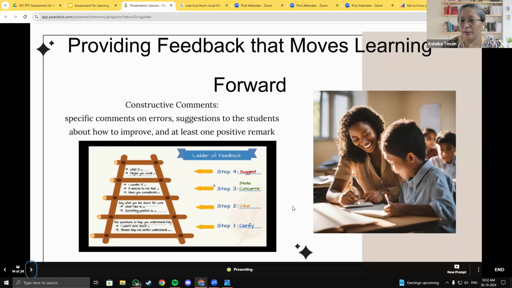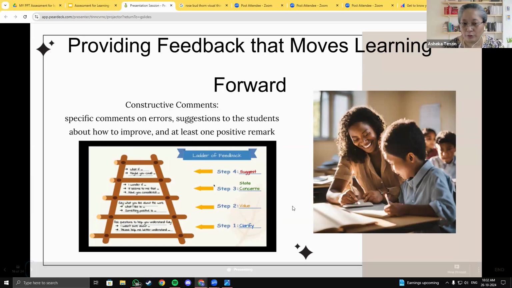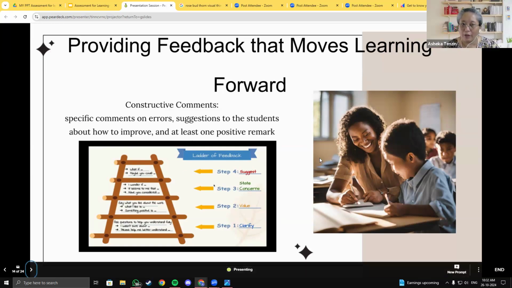Okay, a technique where you can give feedback because you are suggesting what you can do better. Okay, so this is how you can provide feedback. You can use the ladder of feedback or you can use the TAG method. Okay, so that's the tool.